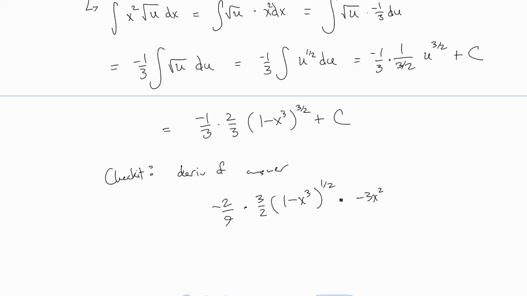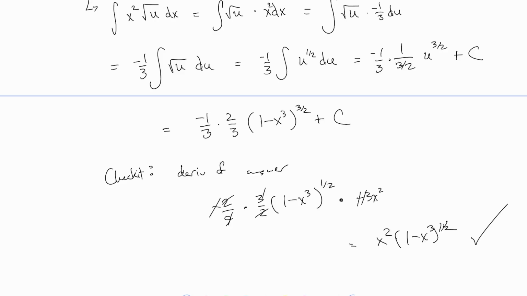And then does this actually equal what I started with? It really does. All of these things can cancel. The 2 cancels. This minus sign cancels that minus sign. Here I have a 9 in the denominator, but I have two 3s in the numerator, so those will also cancel. And anyway, the whole thing is just going to equal x² times that, which is indeed what we started with. So I like that.